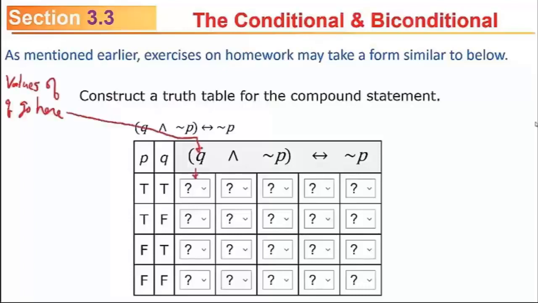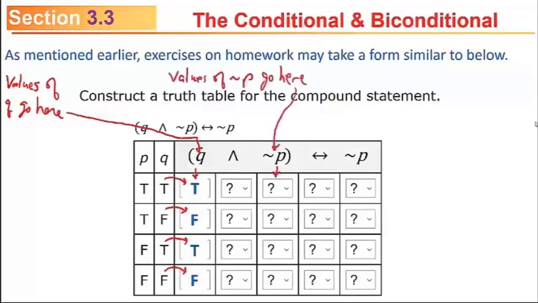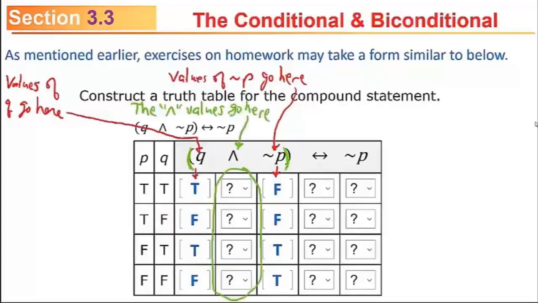You start off, as you always do, with the simple stuff. You have a Q column, which you want to fill in, so you take the Q values that you already know about and just move them underneath the Q. Then you move over to the not P, so you're going to look at the P column and change all the truth values to their opposites, so the true becomes false, the true becomes false, the false becomes true, and the false becomes true. Then you've got to realize you're working with an and.